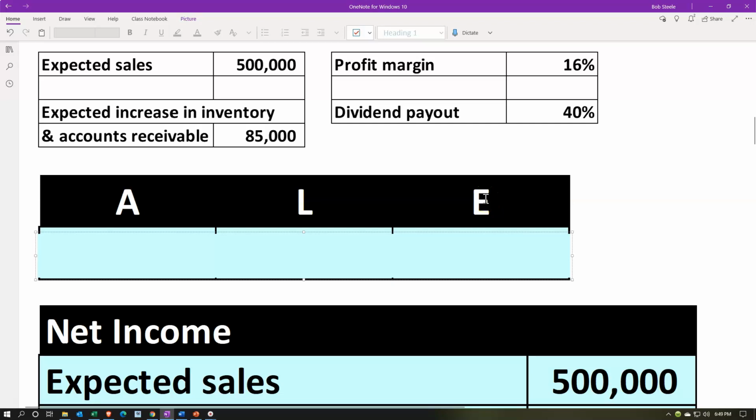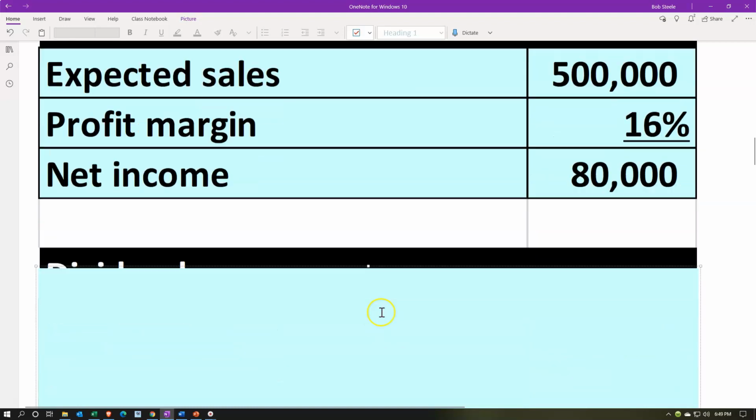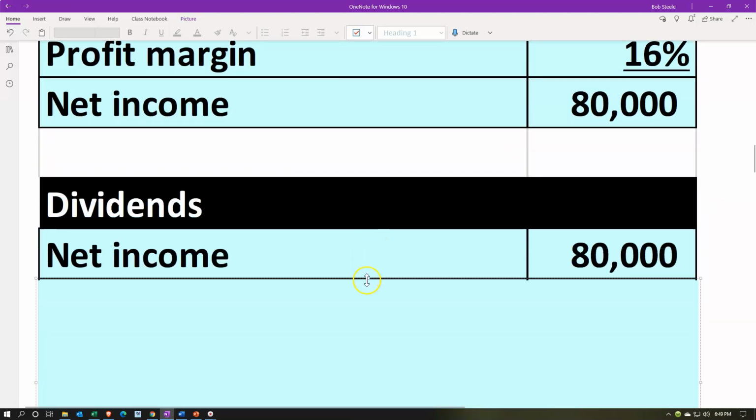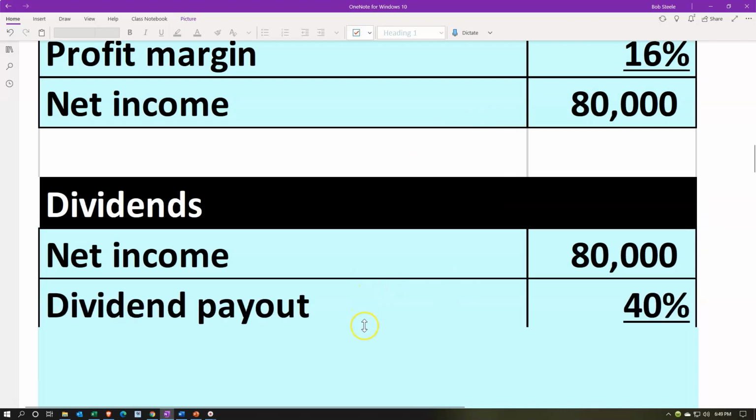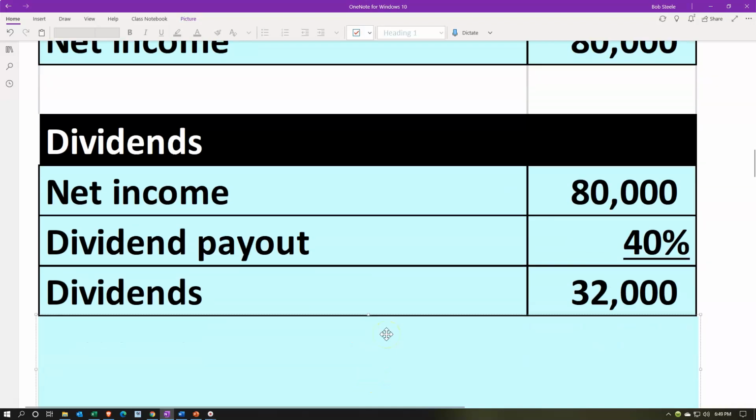But then we're going to have to decrease that equity side of the equation, and notice the assets over here are the 85,000, increasing on the equity side of things, the 80. But then we're going to have to pay out the dividends. This is the amount of the net income, the earnings that we're going to be paying back to the shareholders, and we have a dividend payout of 40%. So that 80,000 times the 40% means that we're going to be paying dividends to the shareholders of 32,000.